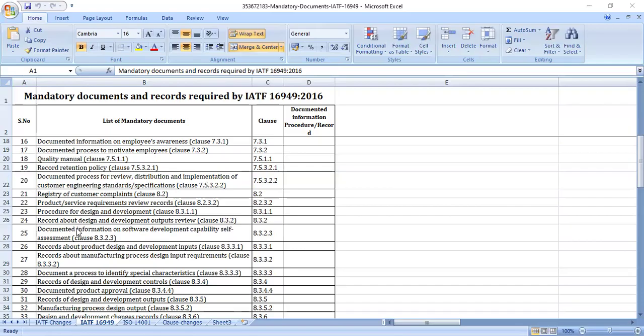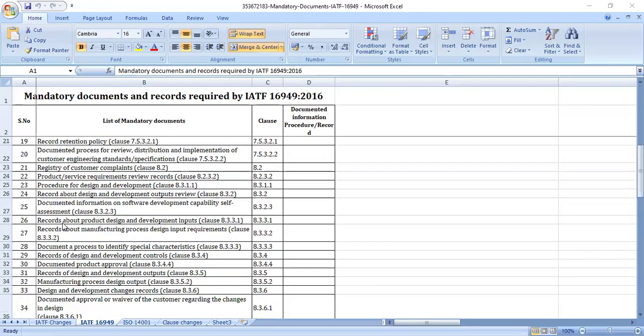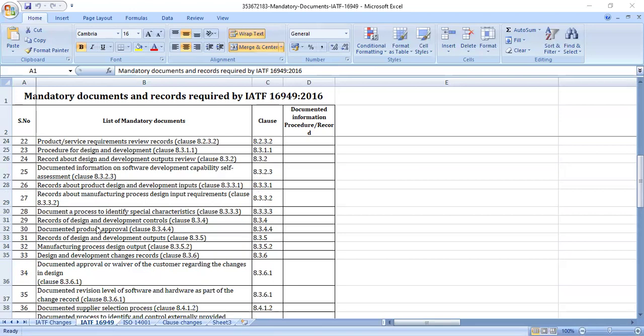21, registry of customer complaints as per clause 8.2. 22, product/service requirements review records as per clause 8.2.3.2. 23, procedure for design and development as per subclause 8.3.1.1. 24, record about design and development outputs review, clause 8.3.2.